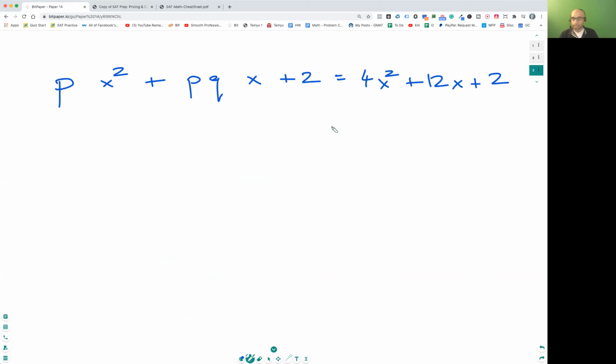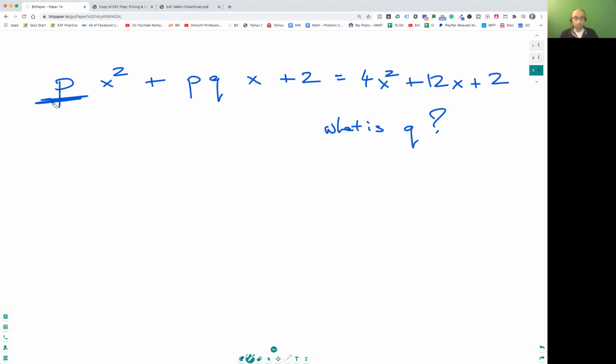let's look at another question. I'm making this up right off the top of my head now. px squared plus pqx plus 2 is equal to 4x squared plus 12x plus 2. Just stay with me, I think it's going to be helpful for you. And you're asked what is the value of q. Then we'll move on.